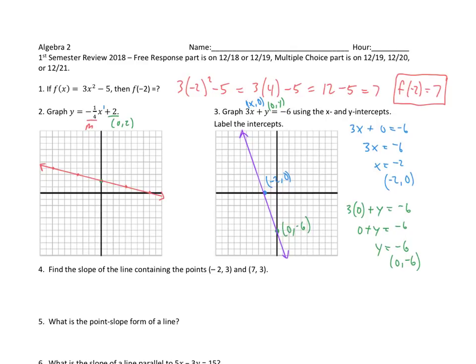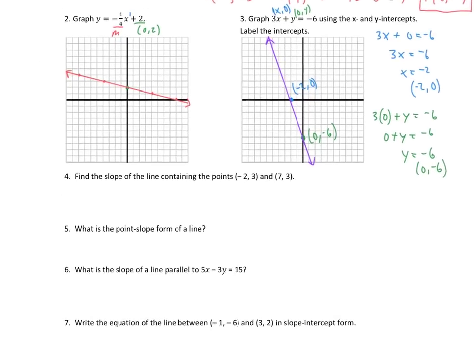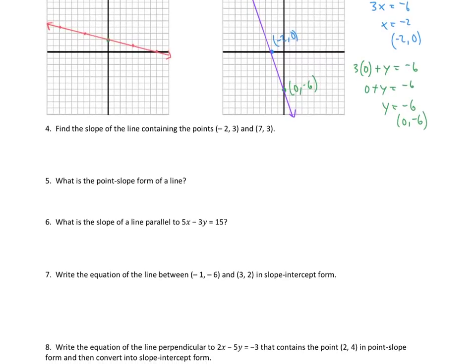Alright, next problem, number 4. Find the slope of the line containing the points negative 2, 3, and 7, 3. So I'm going to use my slope formula. So m equals rise over run. So the change in the y values: y2 minus y1 over x2 minus x1. So if you need to, label these points over here. So it'll be x1 and y1, x2 and y2.